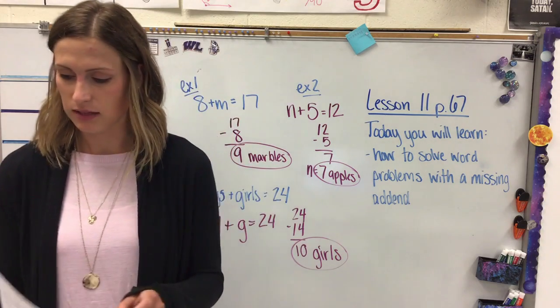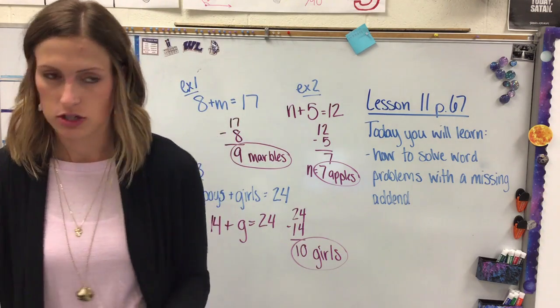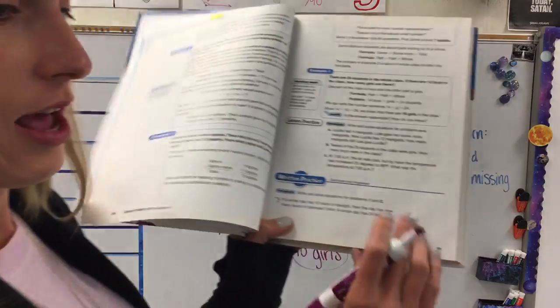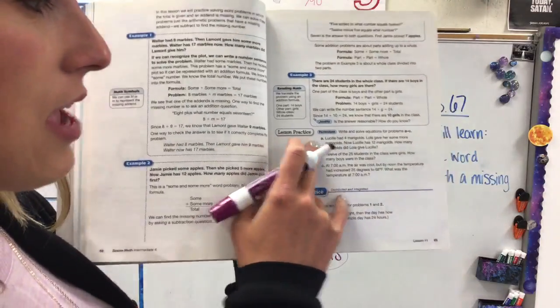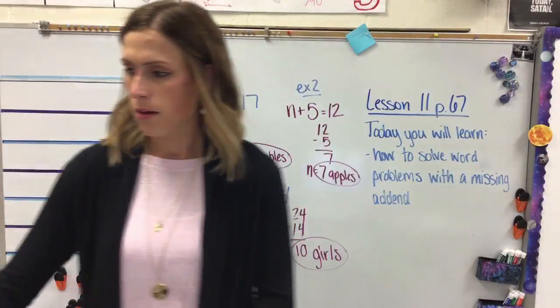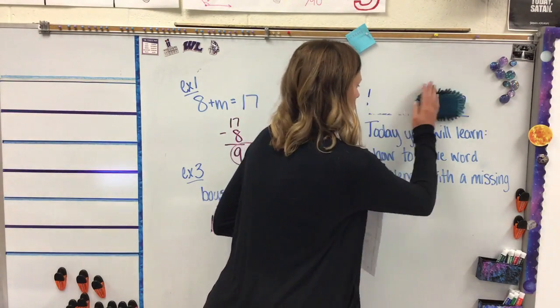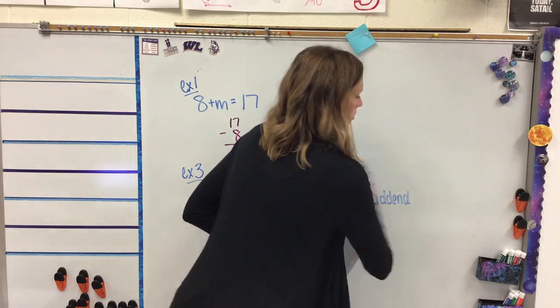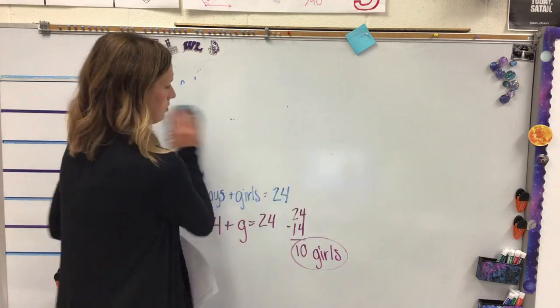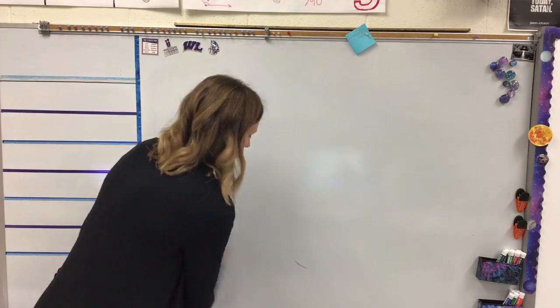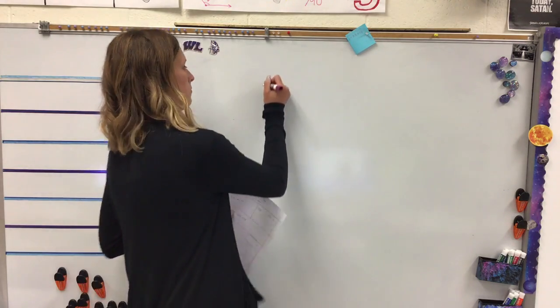Let's move into our lesson practice. It's on page 69, right here in the middle. Starts with A. Lucille had 4 marigolds. Let's do that together. Lesson practice A.